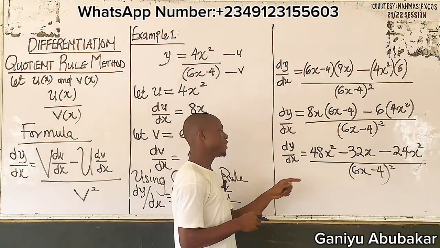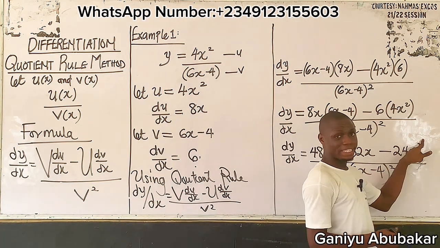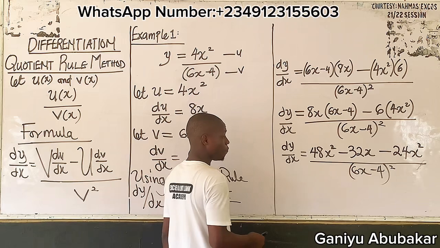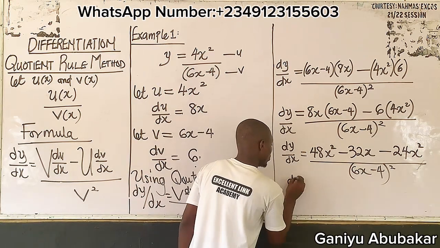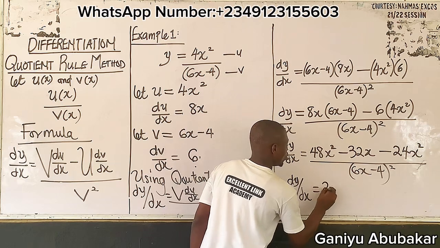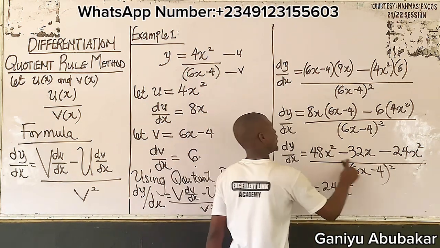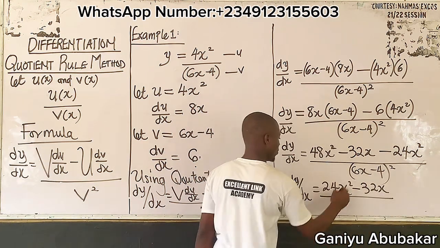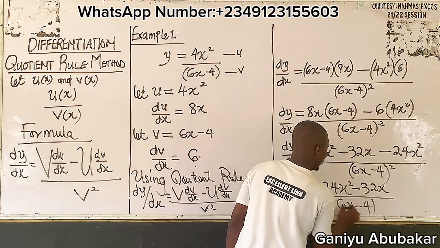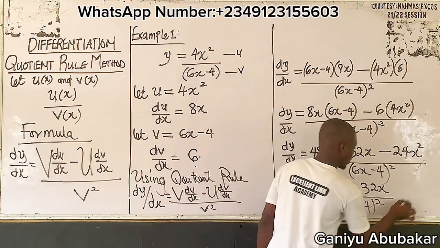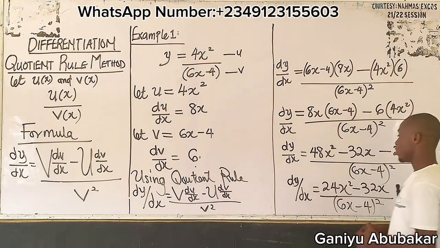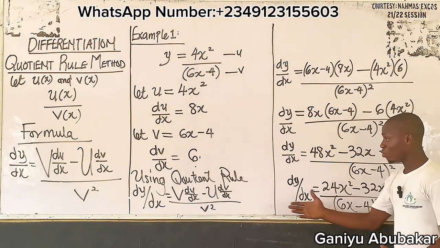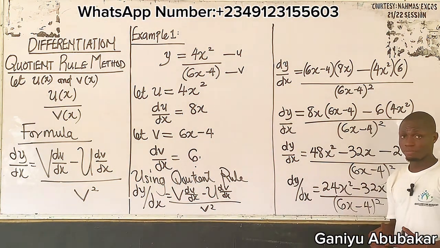From here, I can see the x squared terms are like terms. So 48x squared minus 24x squared will give me 24x squared. So I have dy over dx equal to 24x squared minus 32x all over 6x minus 4 all squared. So this is my answer after solving this particular problem using the quotient rule method of differentiation. This is how it works.